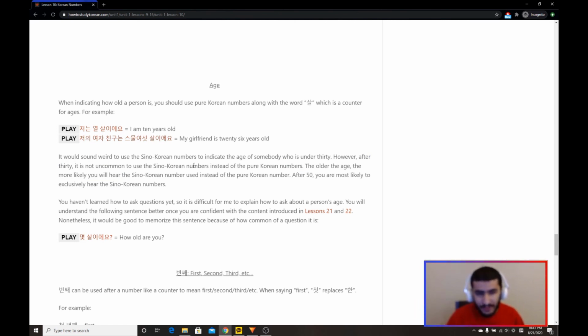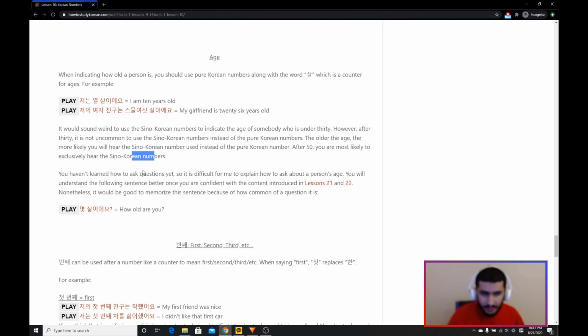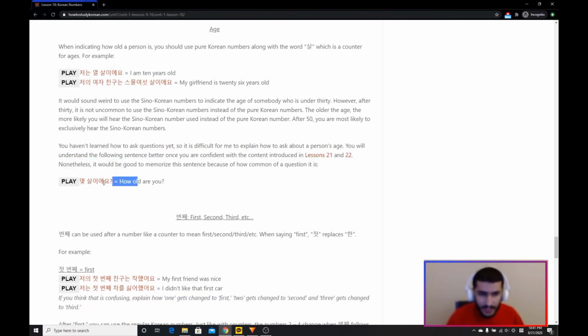It would sound weird to use the Sino-Korean numbers to talk about someone who's under 30. However, after 30, it's not uncommon to use either or. The older the age, the more likely you are going to use the Sino-Korean numbers instead of pure Korean numbers. After 50, most likely you're going to hear exclusively Sino-Korean numbers. You haven't learned how to ask a question yet, so it's difficult to explain how to ask a person's age. But here's a common phrase you can just memorize. 몇 살이에요? How old are you?